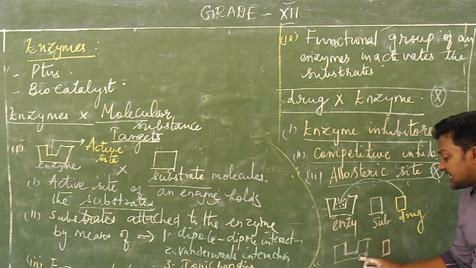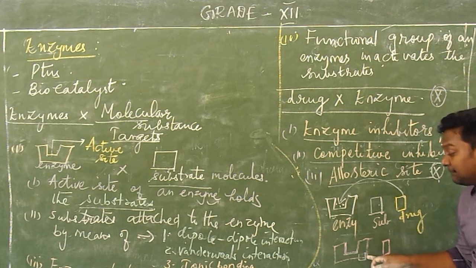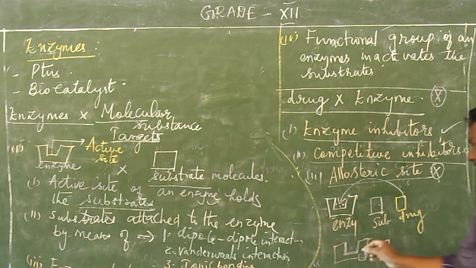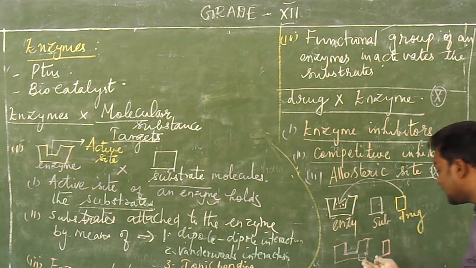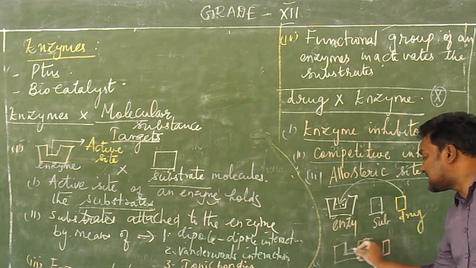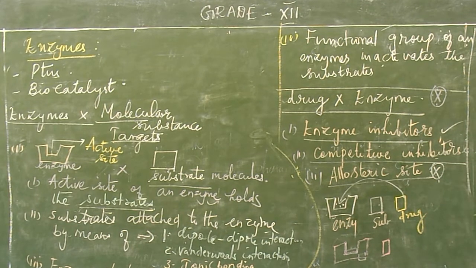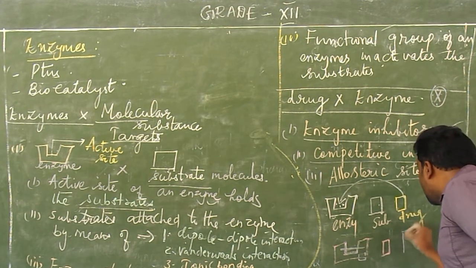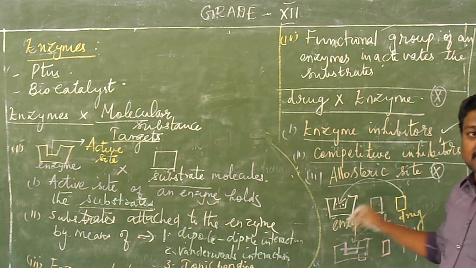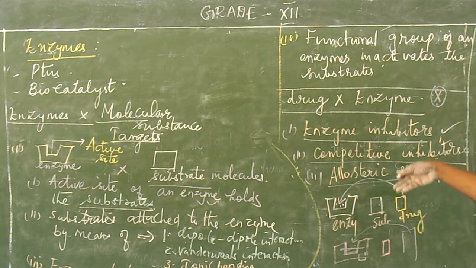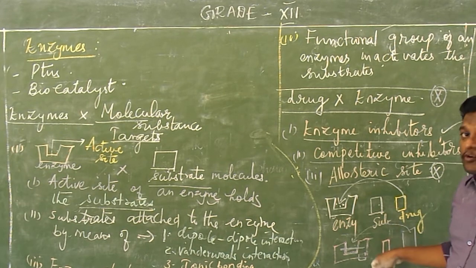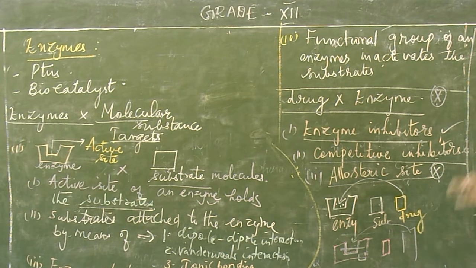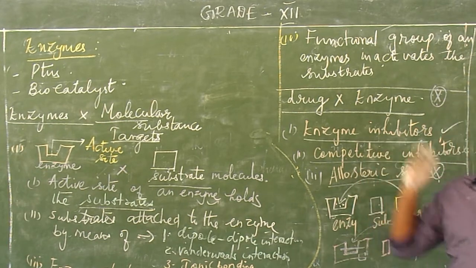Then what happens? Since the drug is attached to the other side of the enzyme, this active site will become flattened. It will not resume its original shape, because the drug has attached, so this protrusion will not be there. Even if the substrate goes there, it cannot be occupied because the active site does not have its original shape. Why? Because the drug has occupied the other space in the enzyme, so the active site has become flattened.